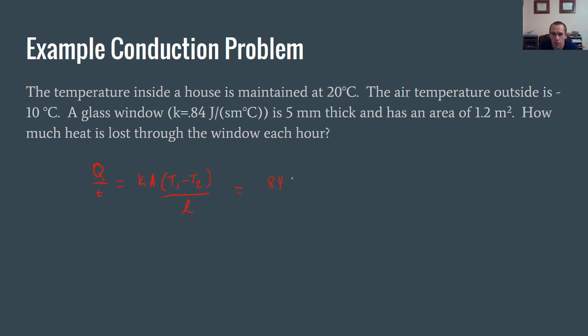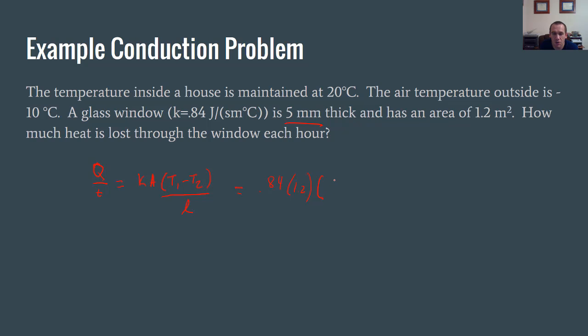The area of the window is 1.2 square meters. Notice that the constant is in fact in joules per second meter degree Celsius. So we're going to need our length to be in meters. That says 5 millimeters, which is 0.005 meters. First, let's get our temperature difference.